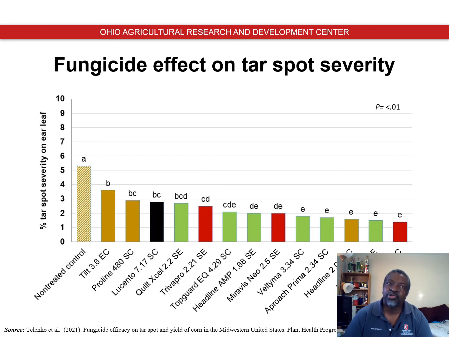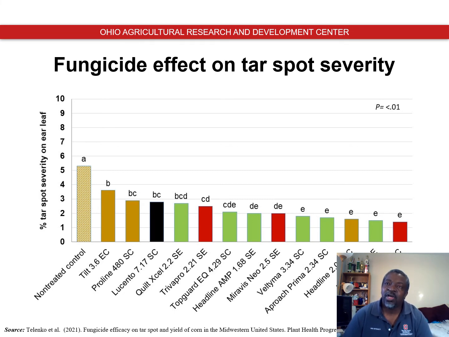Here we've got the untreated check had about 5.5% of the leaf area damaged by tar spot, that's tar spot severity. But then every single fungicide treatment reduced disease severity compared to the check. So all the tested fungicides help to reduce disease severity. But the greatest levels of reduction were seen here with these fungicides at the end that have D's and E's above them. And most of these were fungicides that consist of multiple active ingredients.